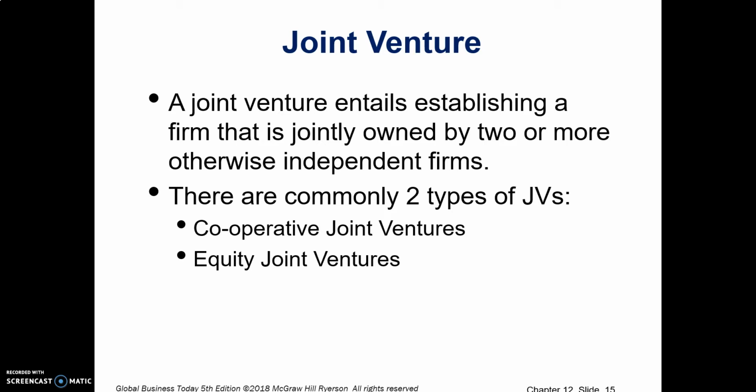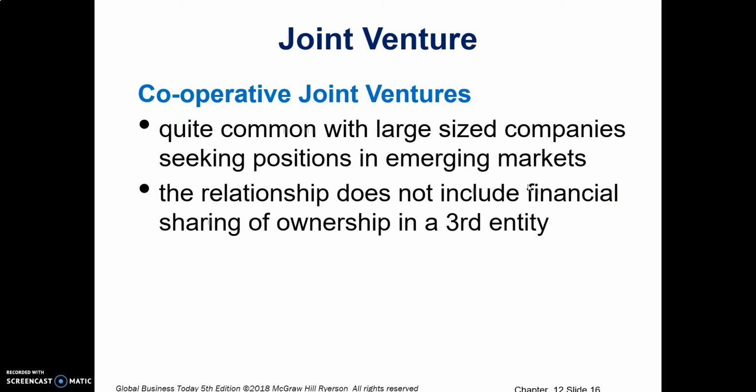I've never seen questions on the exam specific to those two types, but even a multiple choice question at the very least, but nothing more significant than that. So basically, this is just a partnership between two companies, but they've created, sometimes they can create that new business, new firm. So the textbook goes into cooperative joint ventures.